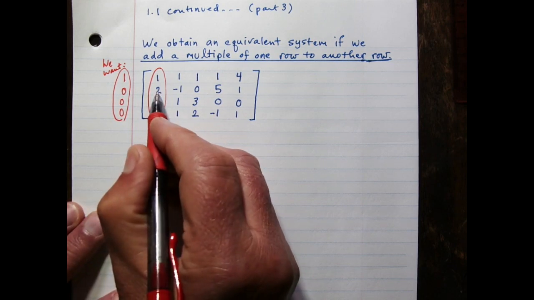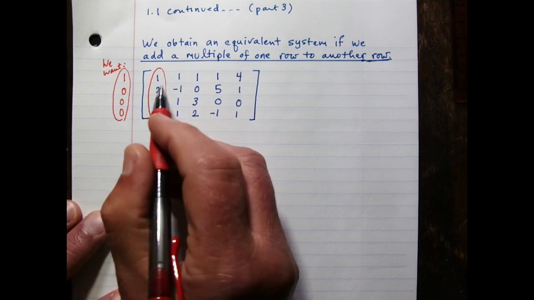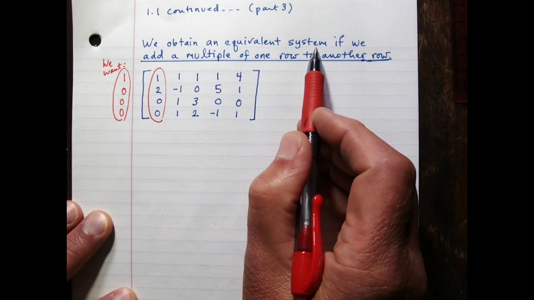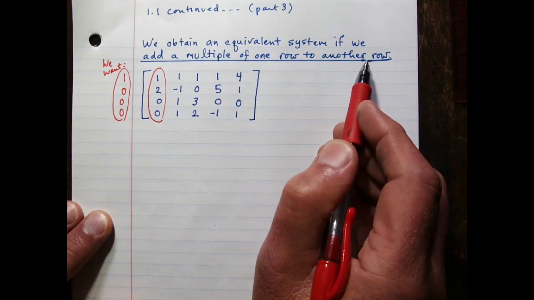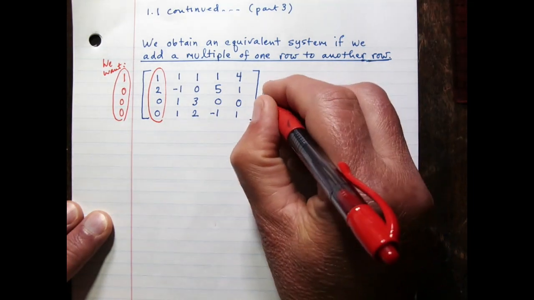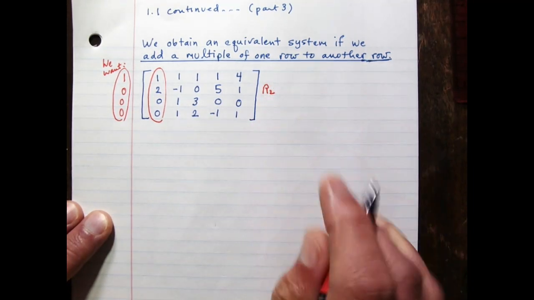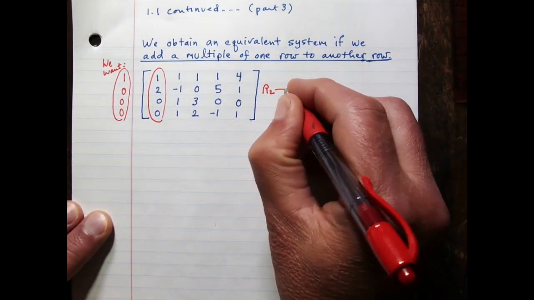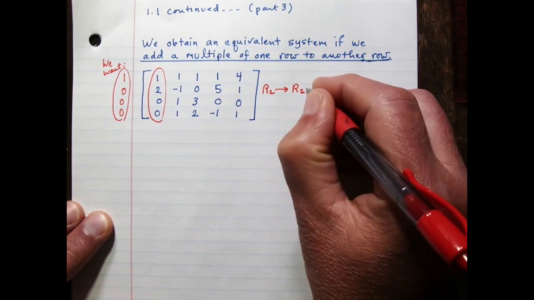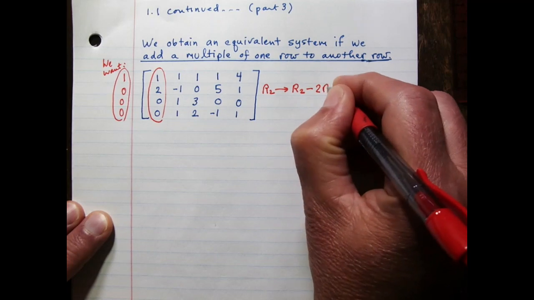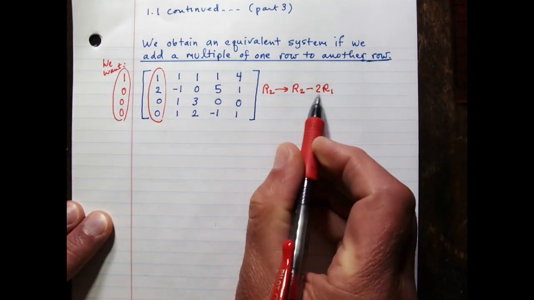But I want a 0 in this 2 position. So here's where I'm going to apply this idea that we can add a multiple of one row to another row. I'm going to take row 2, and this is the notation I'm going to use for row 2. And I'm going to replace row 2 with row 2 minus 2 times row 1.